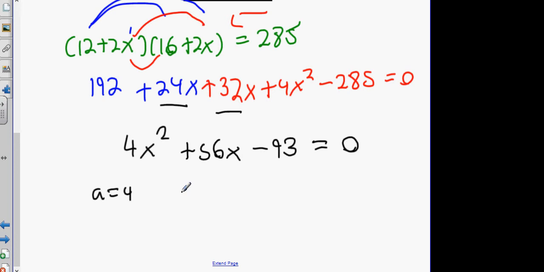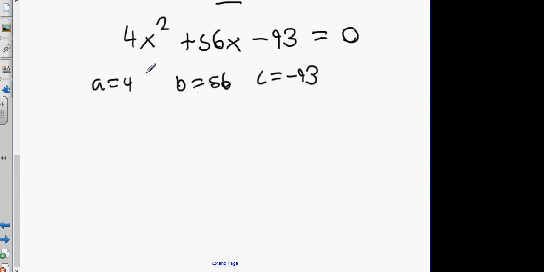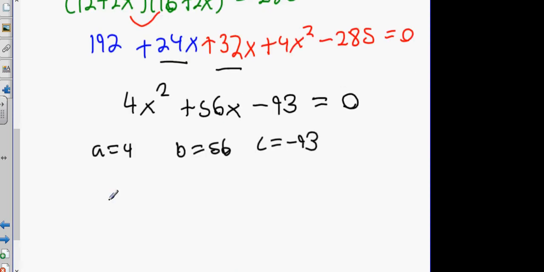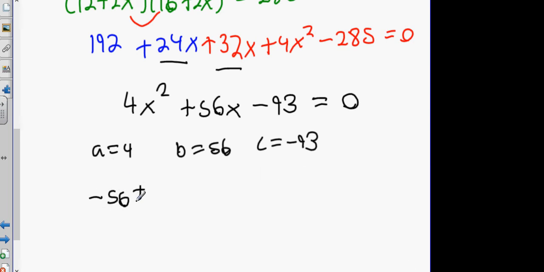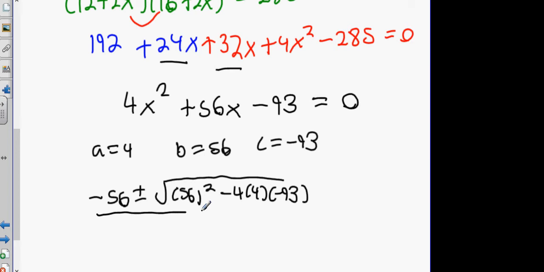a equals 4, b equals 56, c equals minus 93. We're going to put that into the minus b formula, and what we should get is minus 56 plus or minus the square root of b squared, which is minus 56 squared, minus 4ac, 4 times 4 times minus 93, all divided by 2a, which is 2 times 4.